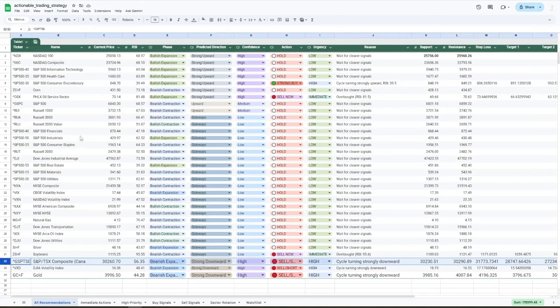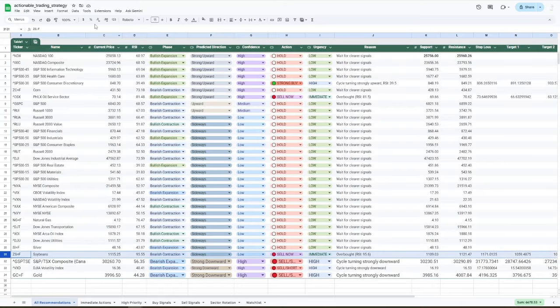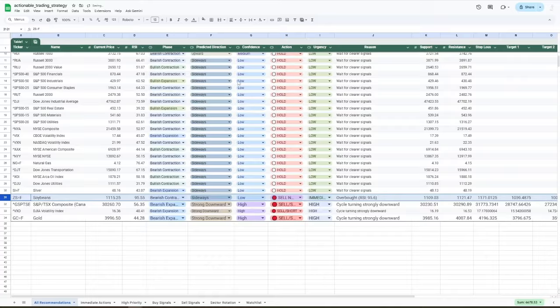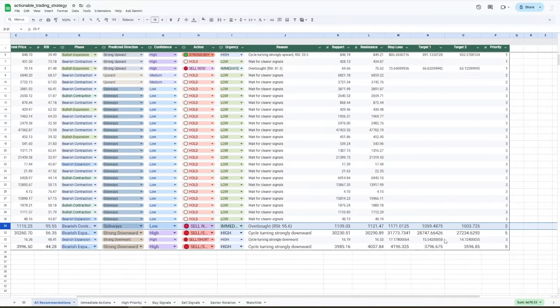Okay, so here, bearish contraction, that's the S&P 500. For most of the indices, what comes up is that you have to wait for a clearer signal. There are very few which jump out as a clear market signal in terms of the cyclicality of the asset class. And for soybeans, it's in a bearish contraction, you need to sell it immediately because it's overbought, and it comes up with some target prices for the repricing of the soybeans in the commodities market.